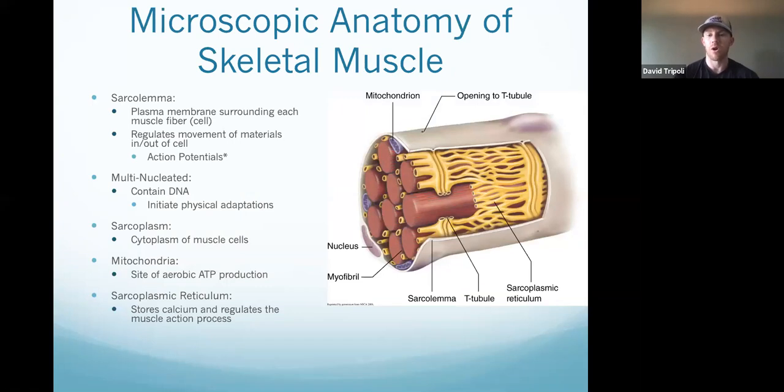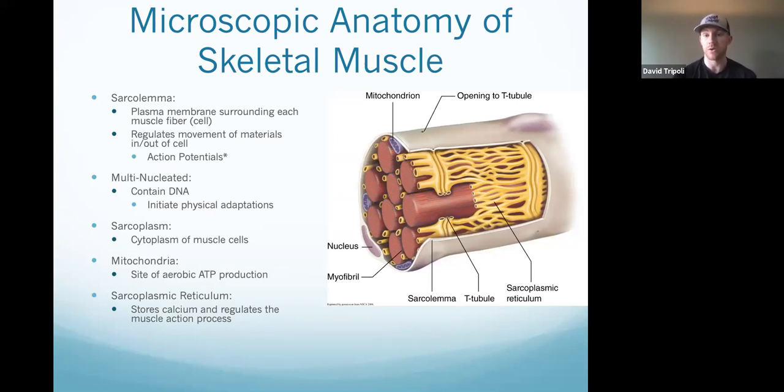Going a little smaller. So now we're all the way down kind of to the single tube. So how does it all happen? So again, the sarcolemma, plasma membrane surrounding each muscle fiber cell. So think like cytoplasm type of stuff, just talking about the muscle. It regulates the movement of materials in and out of the cell.